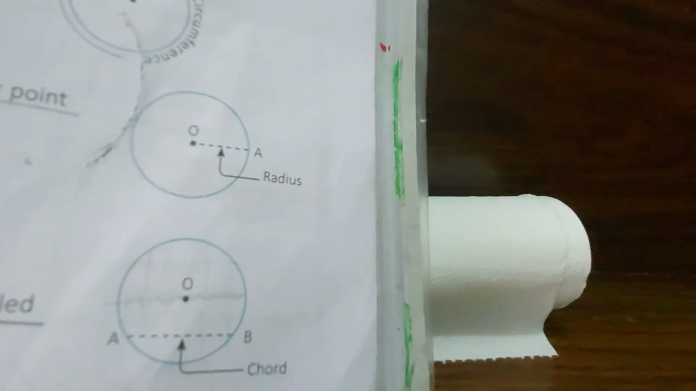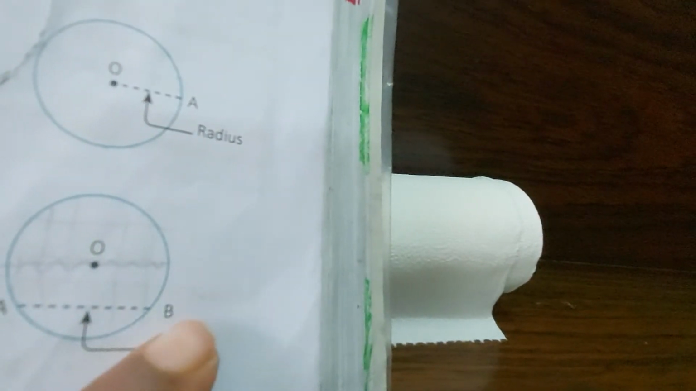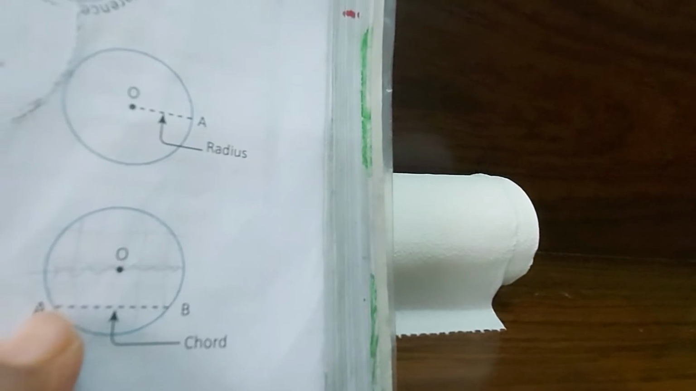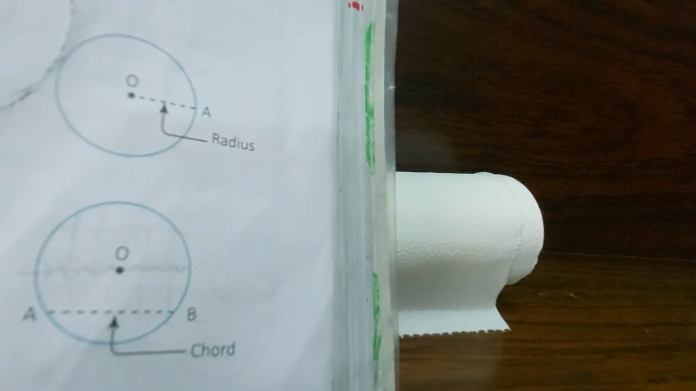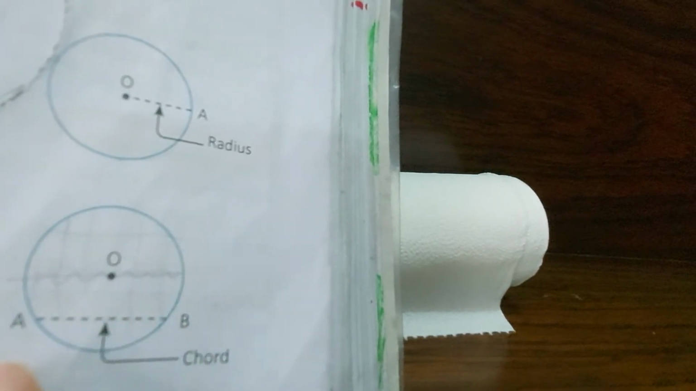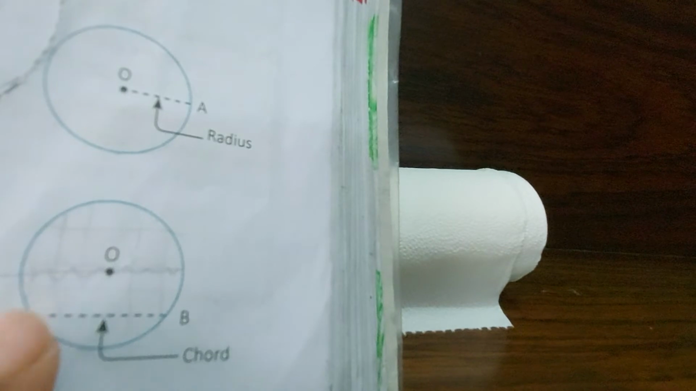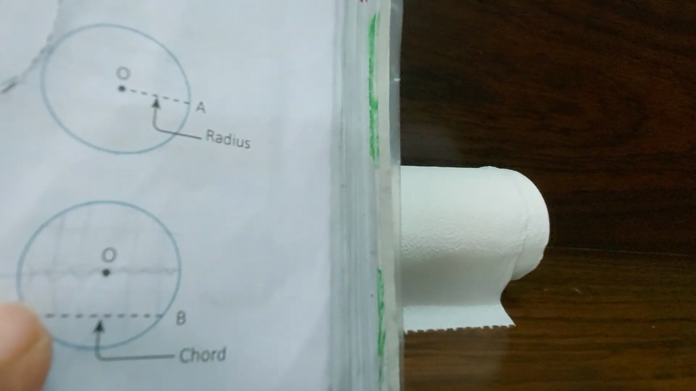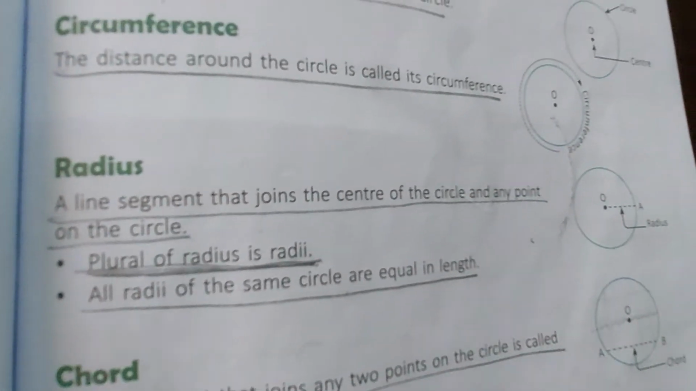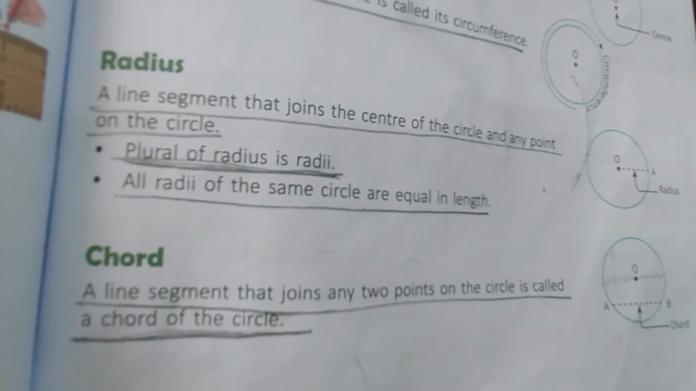Next is a chord. What is a chord? Here AB is the chord. It is a line segment that joins any 2 points on the circle. So now we are clear about the terms: what is the radius of the circle and what is the chord of the circle?